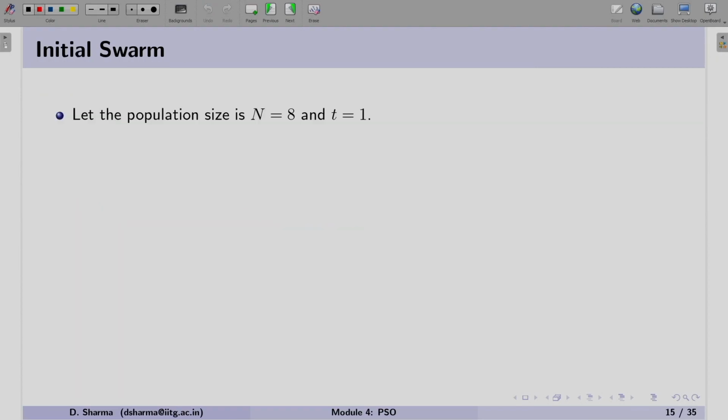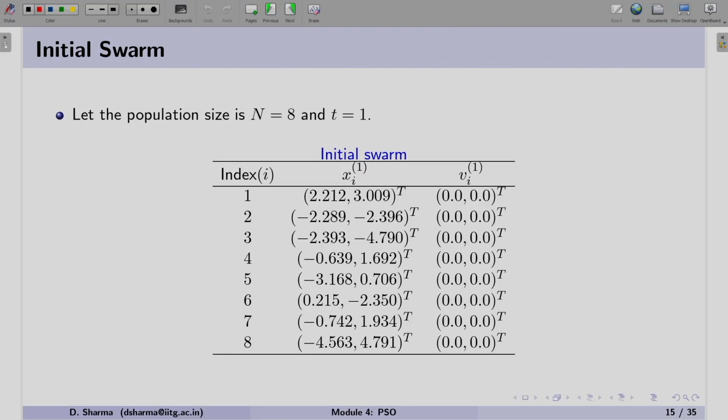Let us begin with the initial swarm, in which we are considering that there are 8 particles, and since it is the first generation, we are saying that t is equal to 1. So, let us generate this initial swarm. Since it is generated randomly, you can see that for all 8 particles, x1 and x2 values are generated for the Rosenbrock problem. Similarly, if we look at the third column of this table, the velocity is currently assigned as 0. Since we can take any value, we are starting with the velocity 0.